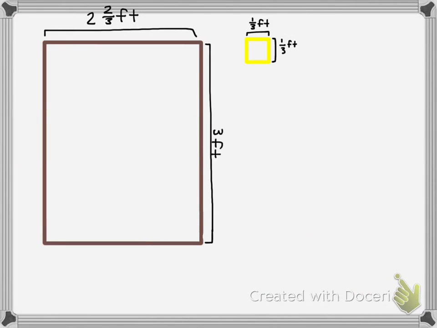Now let's get back to helping Roger with his problem. If you're following along on page 10, we're on number 2. Roger's shower is 2 2/3 feet wide and 3 feet long. He is going to cover the floor of the shower with square tiles that measure 1/3 foot on each side. Remember, those are the yellow ones that we were using before.